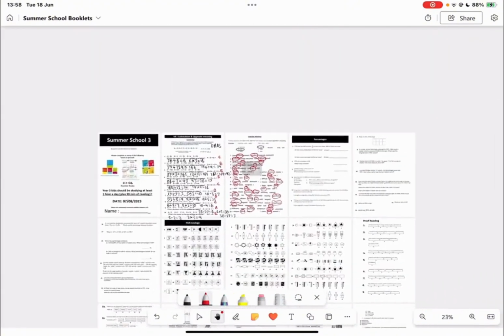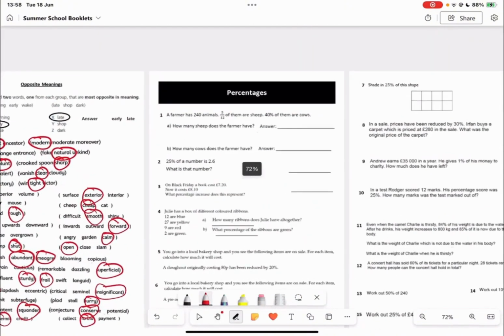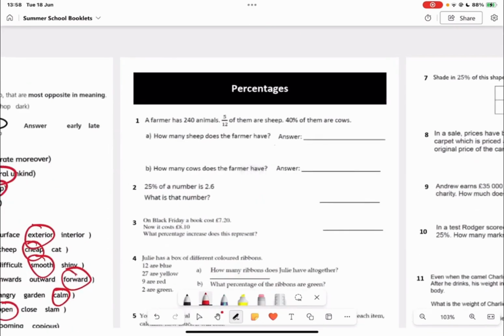Okay, now we're going to move on to percentages. So this is going to be maths. So a farmer has 240 animals, and 5 out of 12 of them are sheep. 40% of them are cows. So to find how many sheep the farmer has, we have to find 5/12 of 240. So how we can do that is first we can divide 240 by 12.